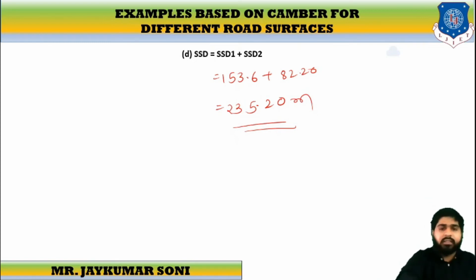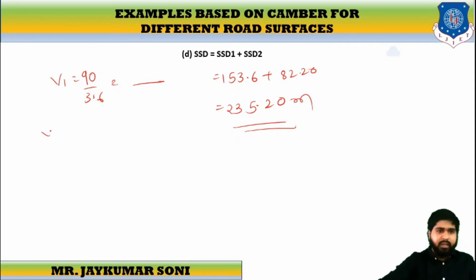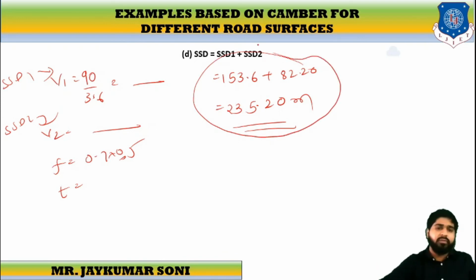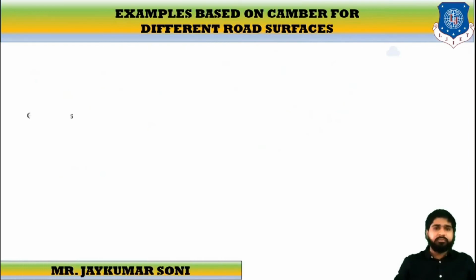So we have understood conceptually what we have done in this example. We converted V1, that was 90, by 3.6. Then we converted V2. Then we considered f with the brake efficiency. We have been given the value of t. We have considered SSD1 for this V1 and SSD2 for this V2. And then we added these two values, and the ultimate SSD value is 235.20 meters. Let us move ahead with another example.